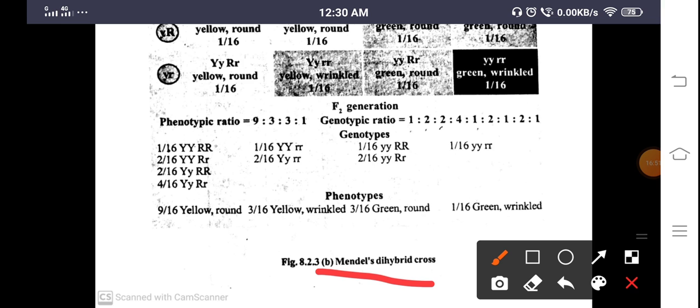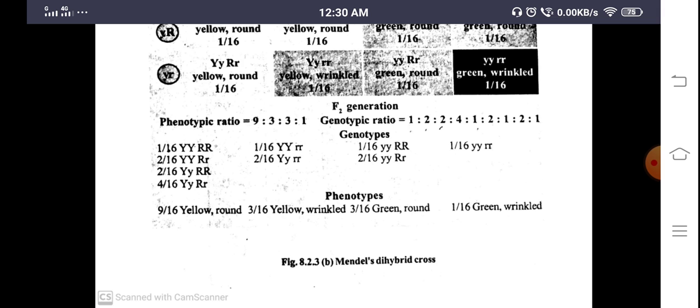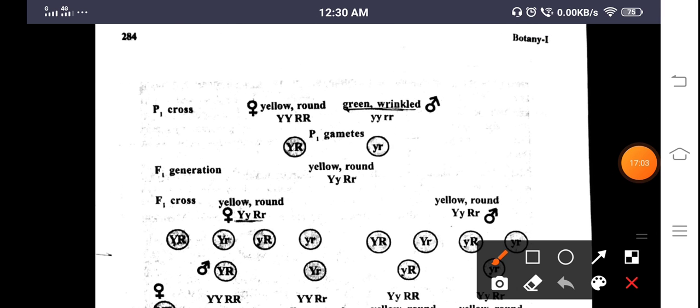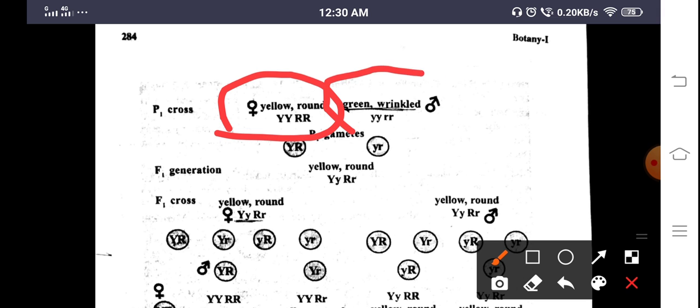Once again I am giving the definition. The dihybrid cross means, di means 2. Here we are taking 2 characteristics and crossing 2 plants. As I showed at first, this is one plant and this is one plant, female and male, but we are crossing 2 characteristics regarding the seed: yellow color and round shape.